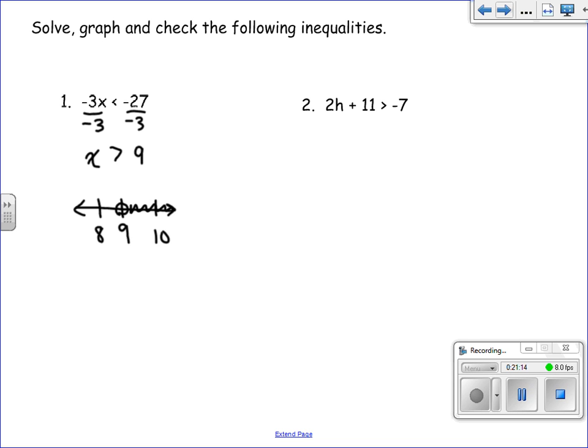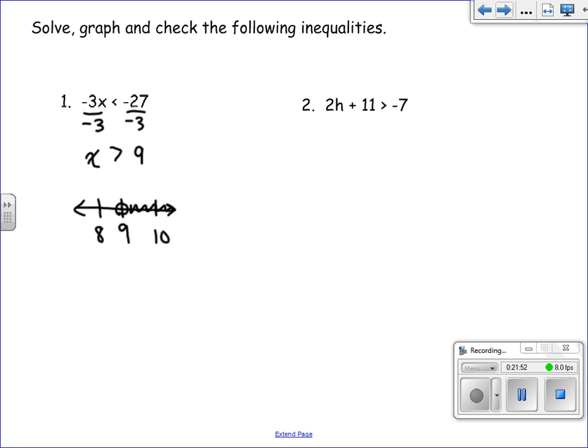Can somebody tell me one of the solutions? 12. Will, what's another one? 9.12. Jack? 5,973. Yes. And I'm going to keep it simple and say 1,000. Quick check. -3 times 1,000 is -3,000. And it is, in fact, less than -27. So what's the solution to the inequality? All of those numbers, not just one. Can someone say one more thing that's greater than 9? Sure, pi squared, 9 something.